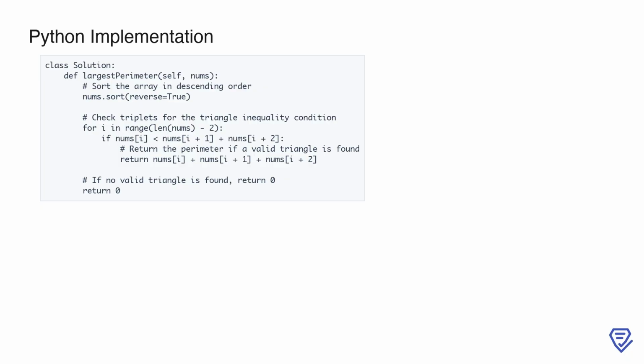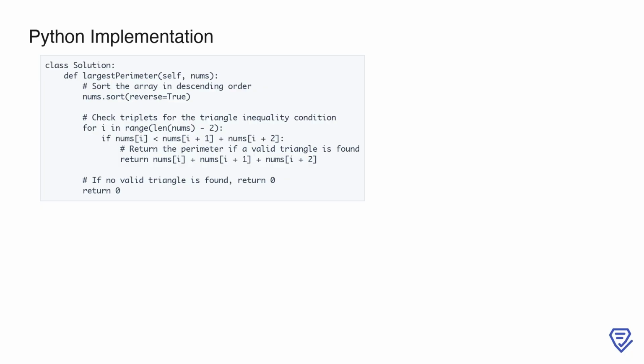Complexity analysis. Time complexity. Sorting the array takes O(n log n), and the iteration through the array takes O(n). Therefore, the overall time complexity is O(n log n). Space complexity. The solution uses O(1) additional space, as the sorting is done in place and no extra data structures are used.